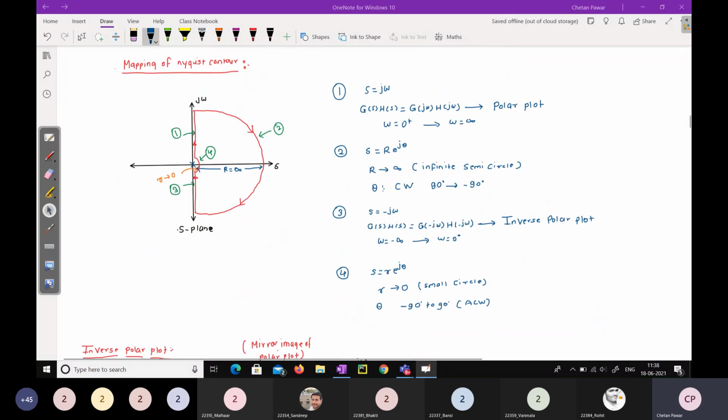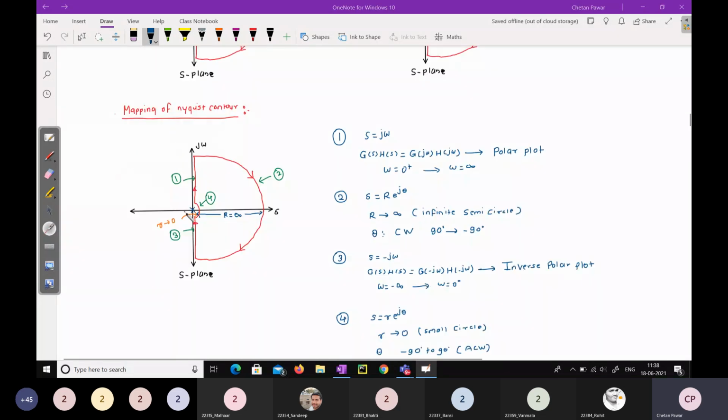This is the general form of the Nyquist contour. There is a pole at the origin, which is why we have drawn this Nyquist contour like this. This is the contour most commonly asked in problems, where there is a pole at the origin. You will get four regions in this contour, so let us see these regions one by one.